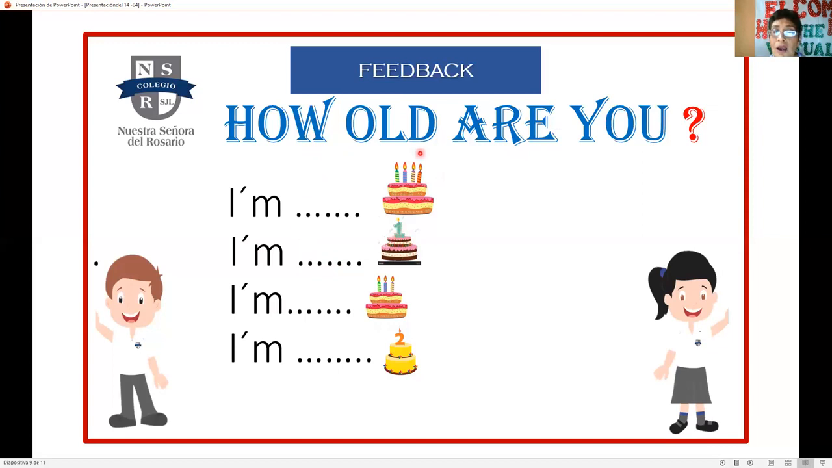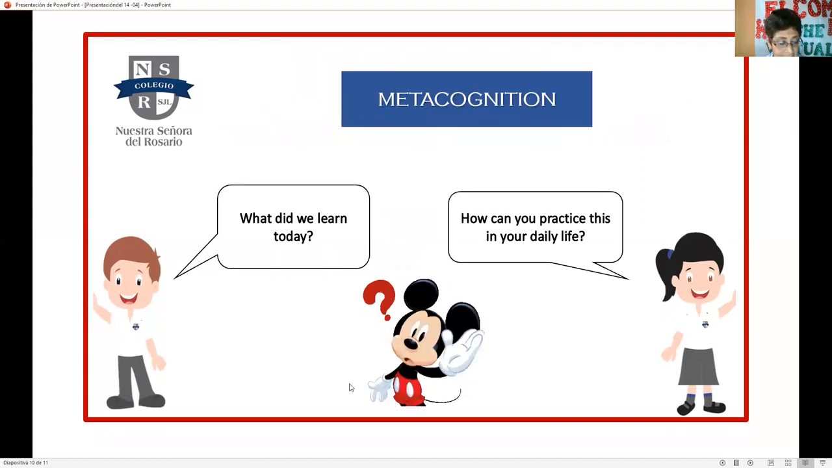Next one. My question says, how old are you? And my answer is I. Let's count. One, two, three. My answer is going to be I'm three. And the last exercise, we have a number. It's easy. I have number two. My question says, how old are you? And my answer is, I'm two. Okay? Very good. You participate at home. Congratulations. Excellent. It was great. Let's see the next slide.